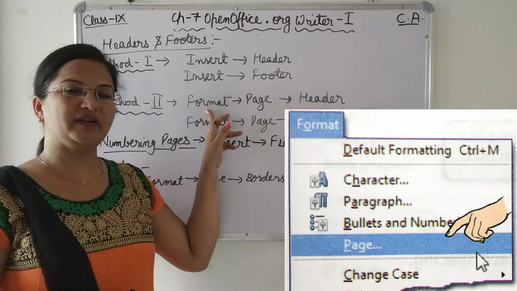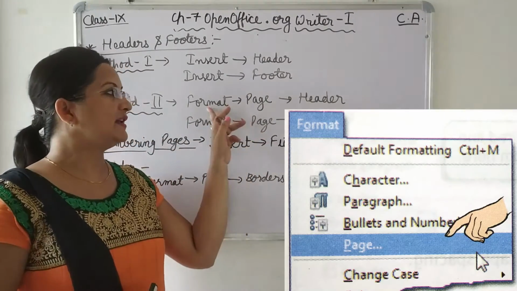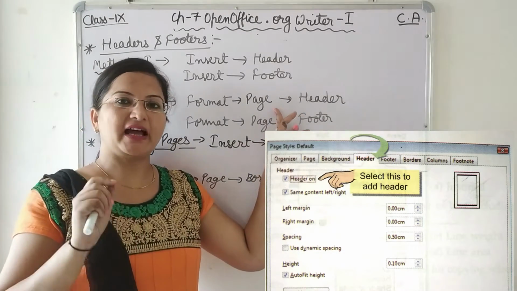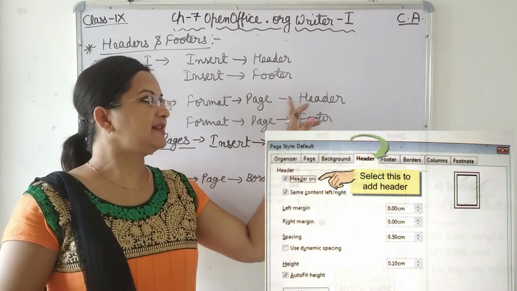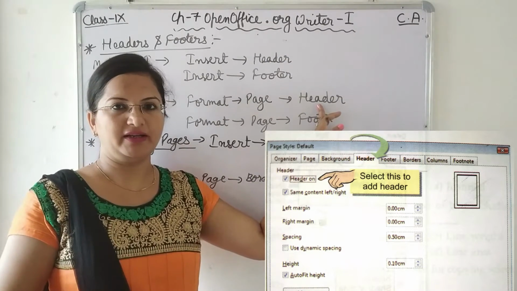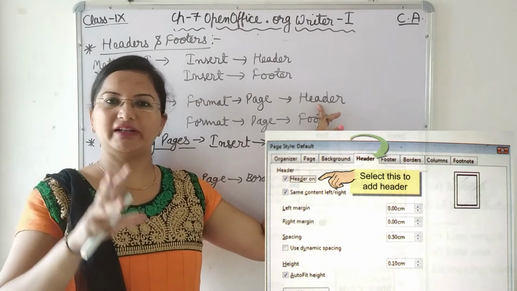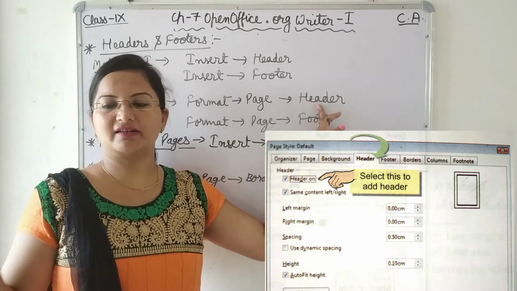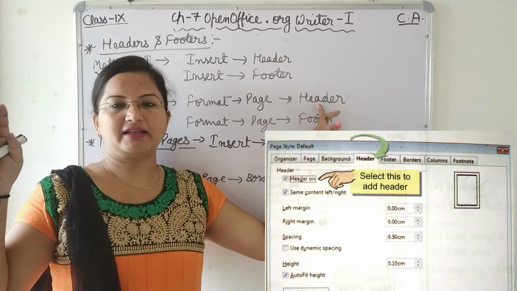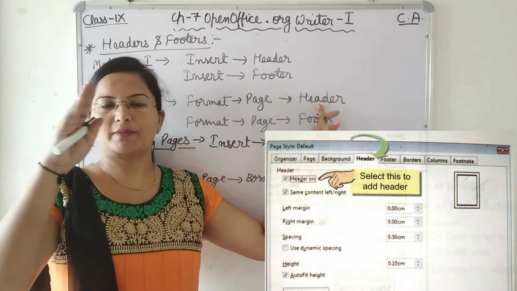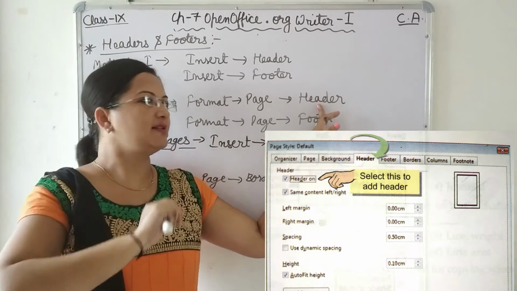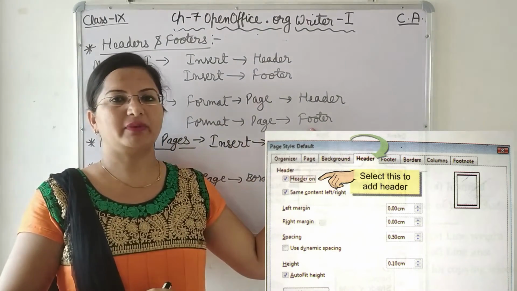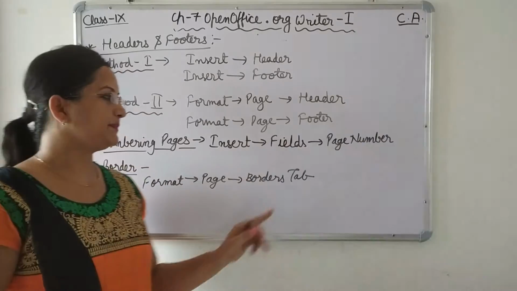What will happen when you click on the format menu? Then you have to choose the page option. After that, the page style dialog box will open and there you have to click on the header tab. When you click on the header tab, you will get various options to put a header. Headers we can set on three sides, like at the top left, top center and top right. So there you can enter the values. The same footer also we can add, but it will be there at the bottom of the page.